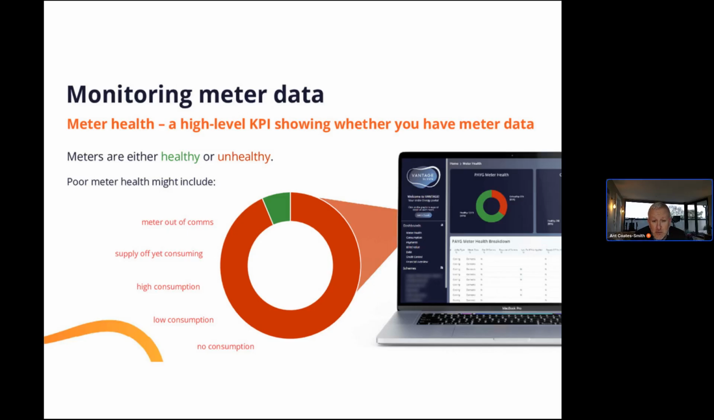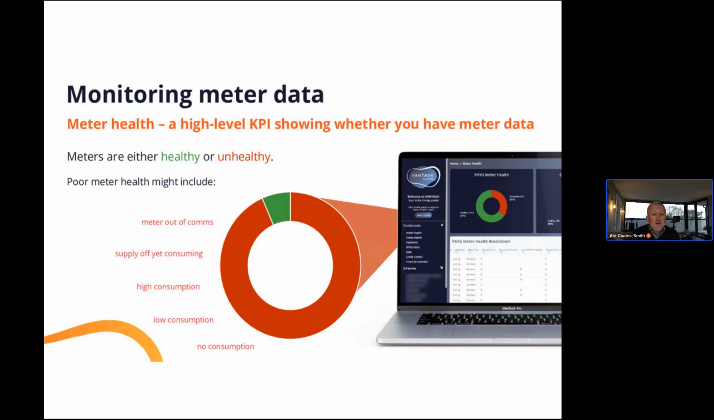Meter health is of course an indicative KPI, and whilst it's a great one to have and to use, we have to remember that there will be exceptions such as void properties, which might trigger a meter alert that you need to filter out effectively in order to avoid wasted cost in call-outs or follow-ups.